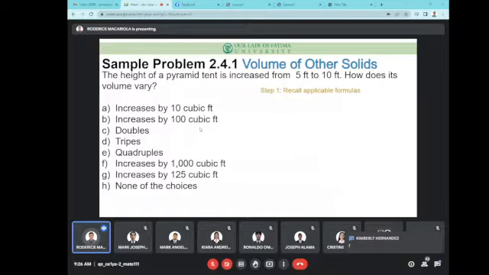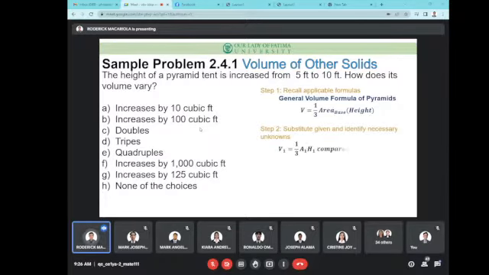So una, recall natin yung formula na kailangan gamitin. The general formula for pyramids is one-third of the area ng base times height. Yun yung height natin. Now, let's compare them. Volume 1 to volume 2. So they have different volumes. They have different areas and different heights. And then if we try to analyze the problem, parehas pa rin yung area, constant din si one-third, ang nababago lang is si height.